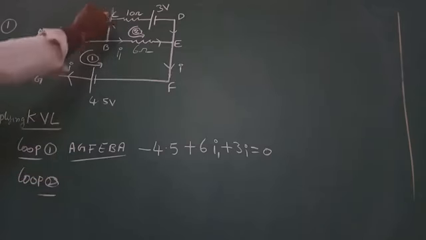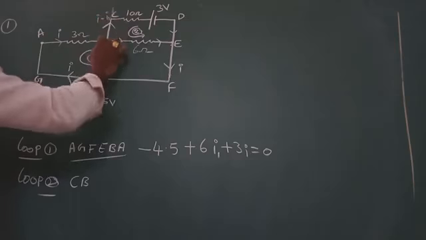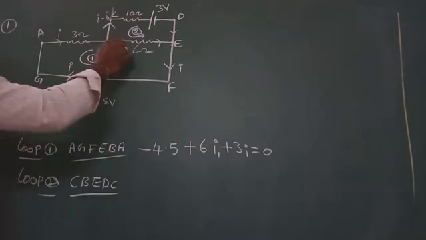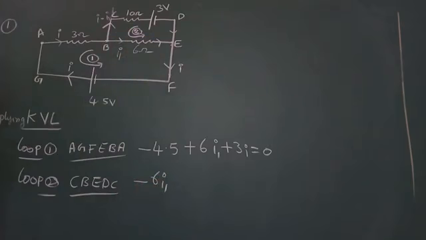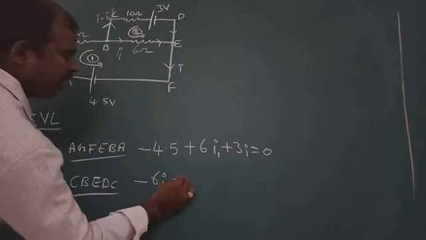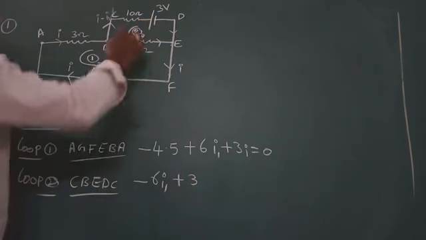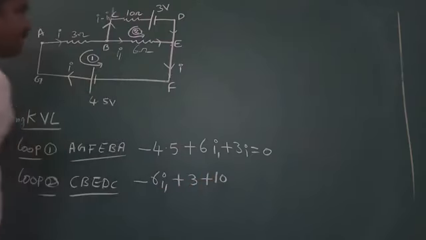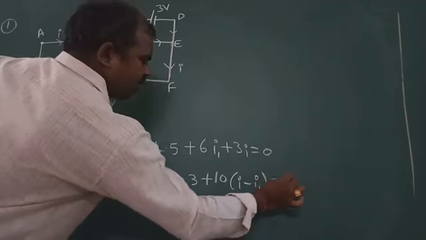Then the second loop is loop 2. What is loop 2? CBEDC. In this second loop, the current direction and loop direction are both the same, so it is minus 6I1. Here it strikes the short pole of the cell, so it is taken as positive in the direction of the loop, and the current is opposite, so plus 10 times the current, I minus I1, equals 0.